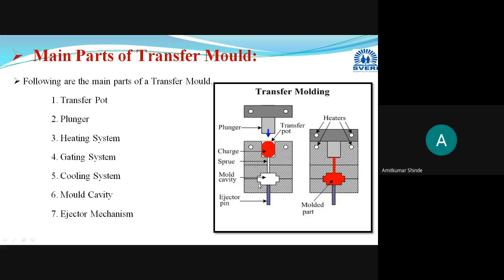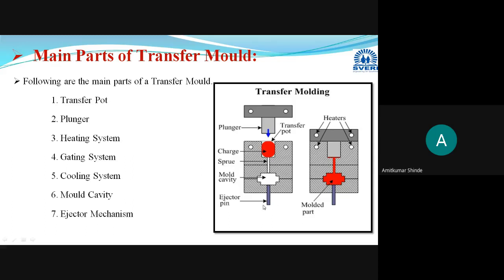Then next is the mold cavity. This is the next important part of this transfer mold. The function of the mold cavity is to get the desired shape and size of our final product or molded part. The mold cavity plays a very important role. Then the last and very important part is the ejector mechanism. This ejector mechanism consists of these ejector pins.